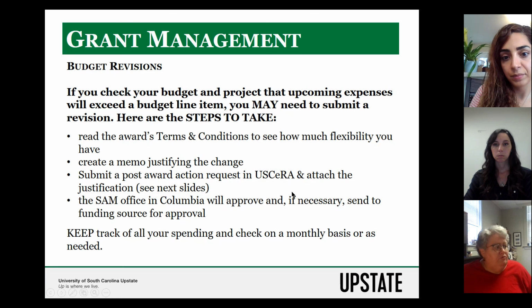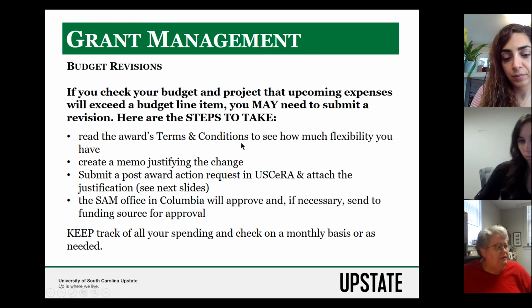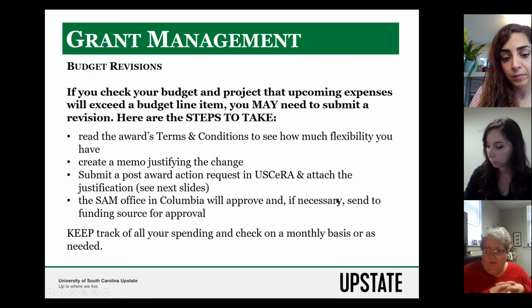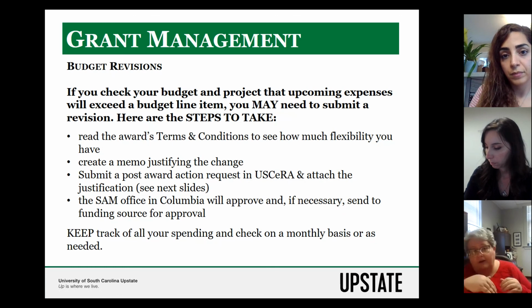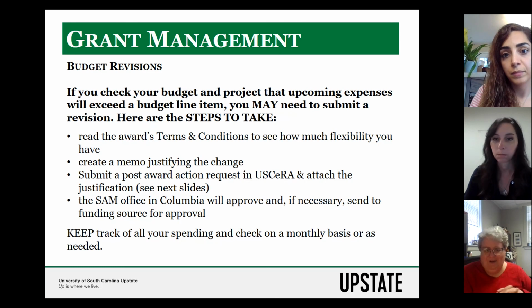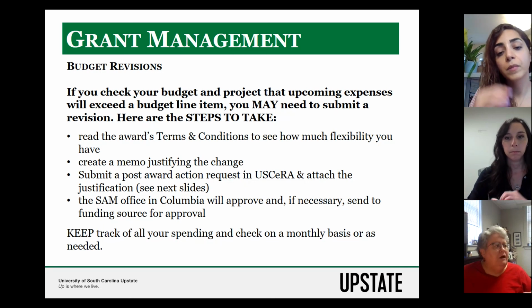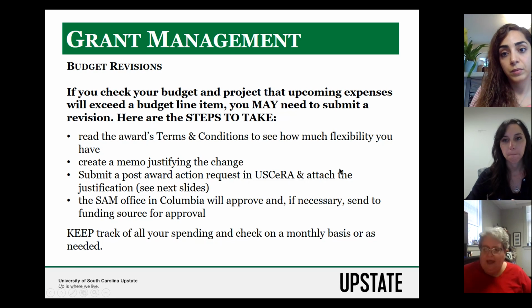So we can actually do that through USERRA. First of all, you want to check the terms and conditions in your award, because some grantors, as long as you don't go over your bottom line, if you got $100,000, they don't really care what categories you spend it in. Some grantors very much care which categories you spend it in. That's why knowing what your particular grant's terms and conditions say is really important. But you may or may not have enough flexibility to just make that change without even submitting a budget revision.